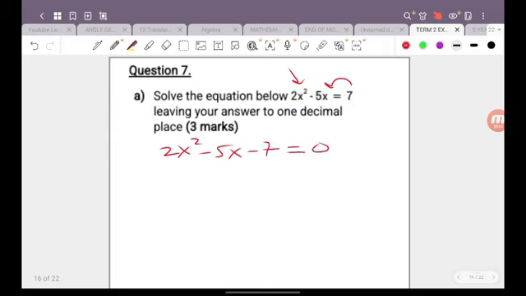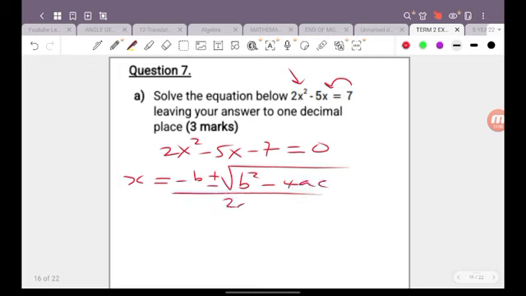Now there's usually 2 ways to solve a quadratic equation. You can either use the factoring technique, or you can use the quadratic formula, which is also a formula provided to you by the examiner at the front of your question booklet. That formula is negative b plus or minus the square root of b squared minus 4ac all divided by 2a.